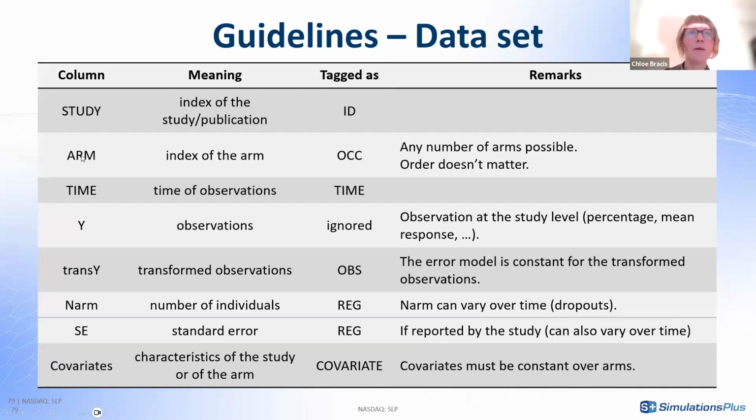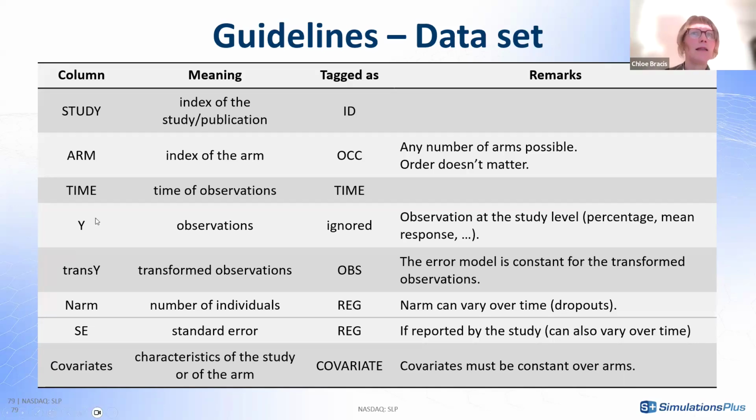Next, we have the arm. So this will be the index of the arm that we want to tag as occasion. Any number of arms are possible. They don't have to be the same across studies. The order doesn't matter. It does need to be numeric. But other than that, it can be anything you need.